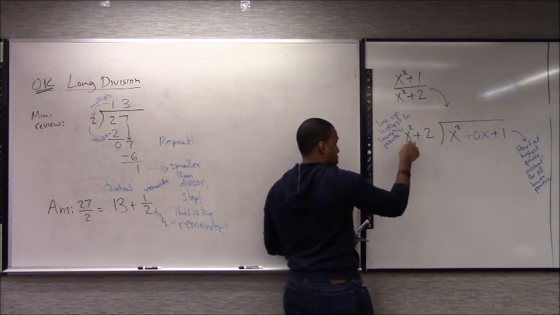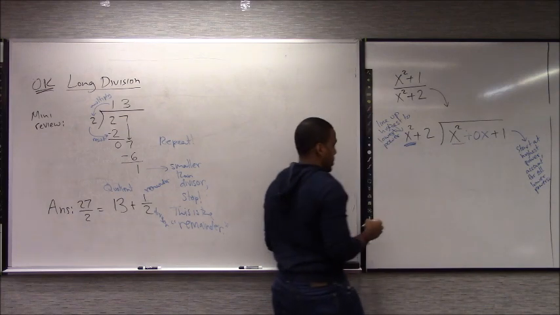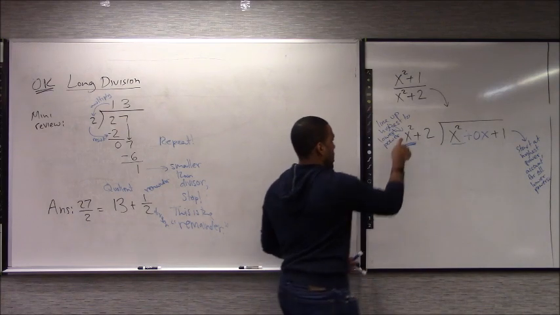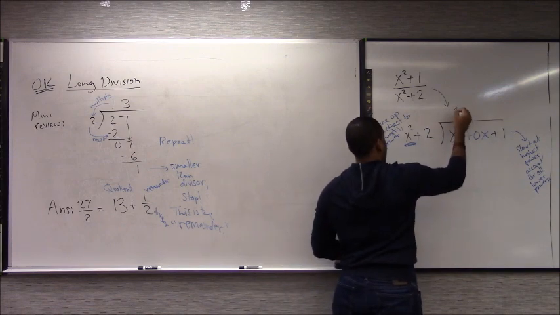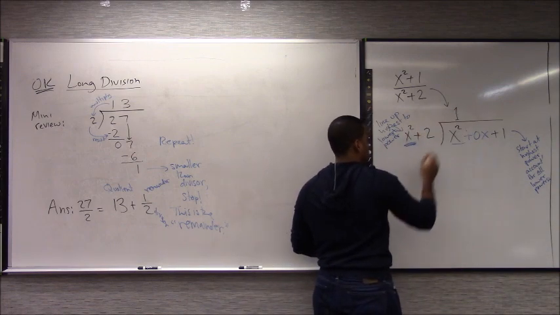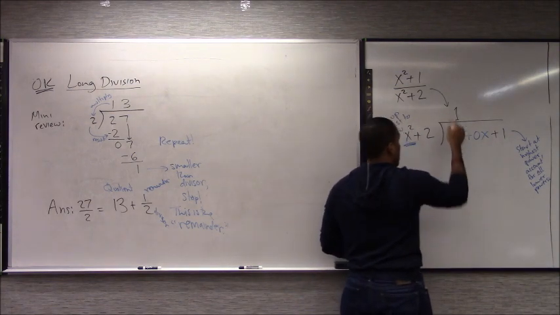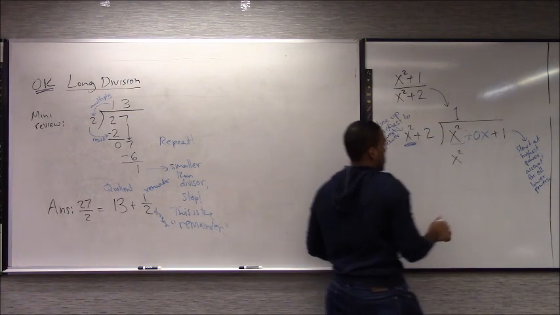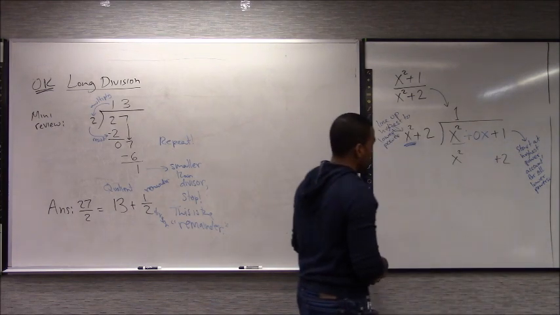Then you're going to take the first guy here and divide into the first guy there. So you're going to take x squared into x squared. That goes 1 time. You're going to take that 1 and multiply everybody here. 1 times this, well, that's x squared. 1 times a 2, well, I'm going to make sure to line that up over here.